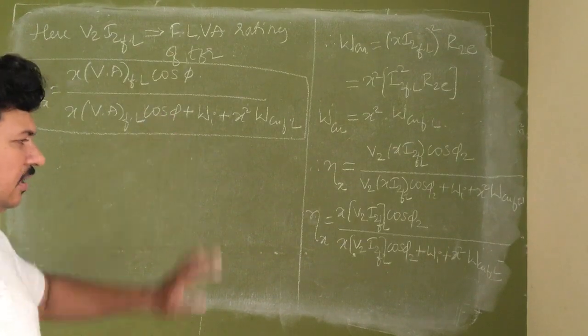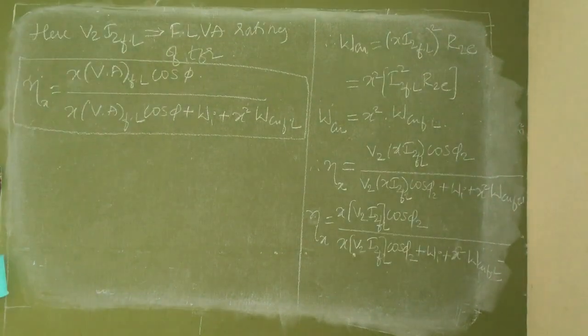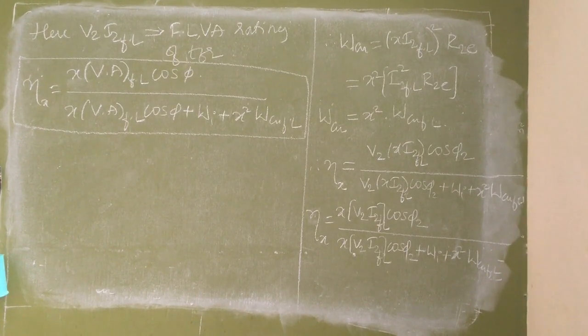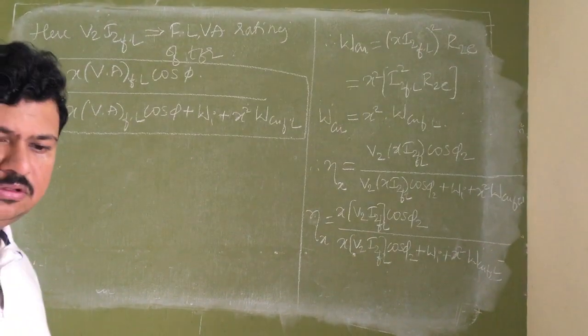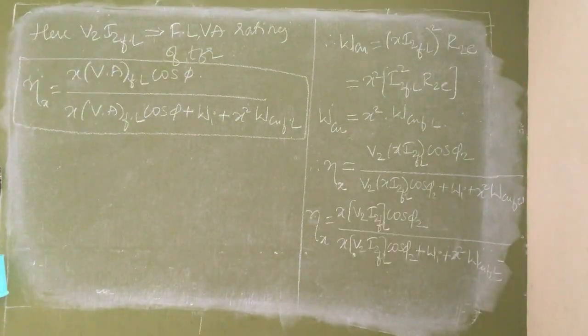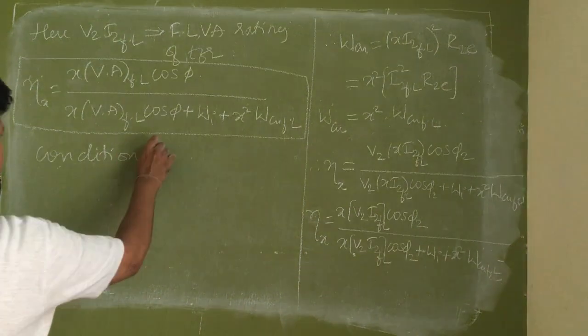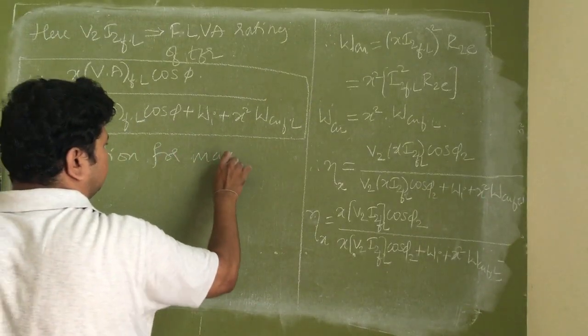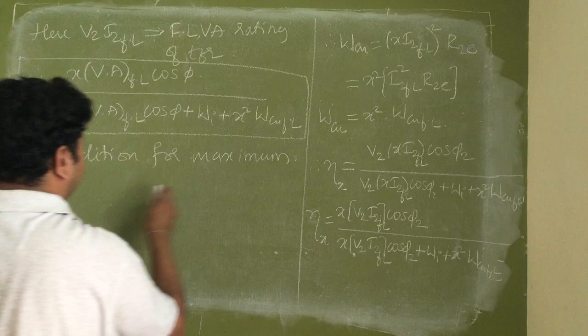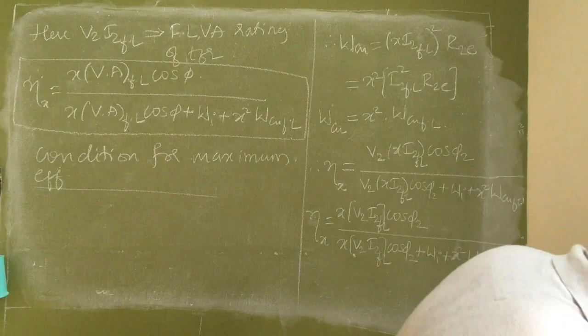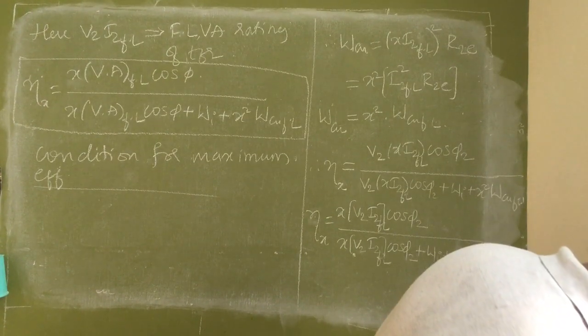So this is the derivation for obtaining the equation for the efficiency of the transformer. We will be using this equation of efficiency to calculate the efficiency of the transformer. Next is the condition for maximum efficiency. When do I get the maximum efficiency of the transformer?